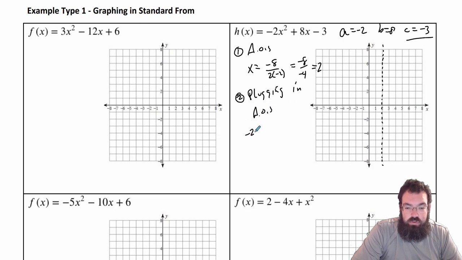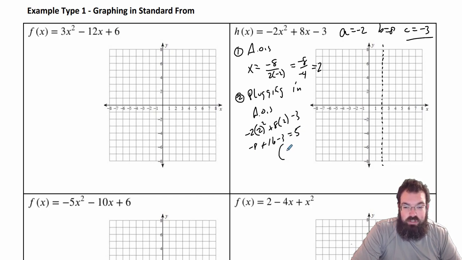So I get -2 times 2 squared plus 8 times 2 minus 3. This is 4 times that, which is -8, plus 16 minus 3. -8 plus 16 is 8. 8 minus 3 is 5. So the ordered pair of my vertex is (2, 5). 2, 5 right there. Great.